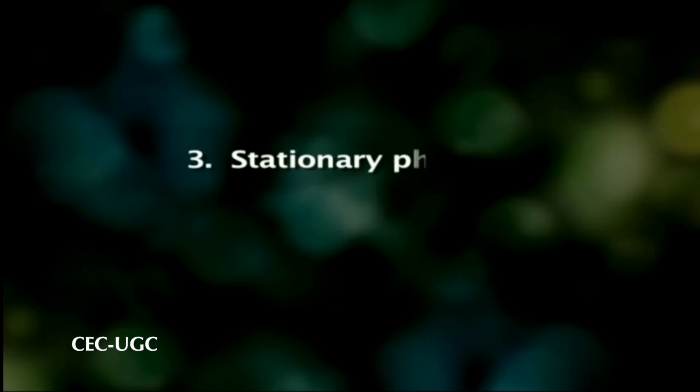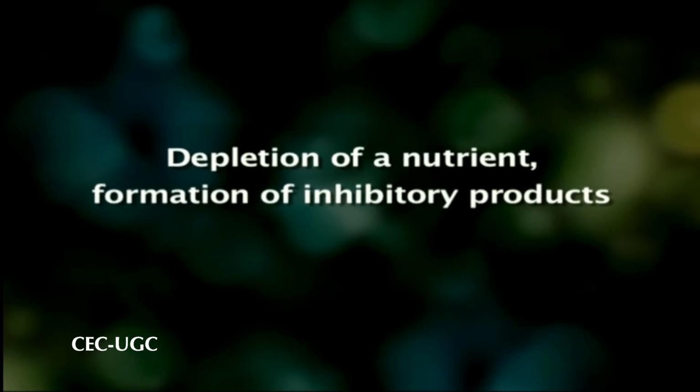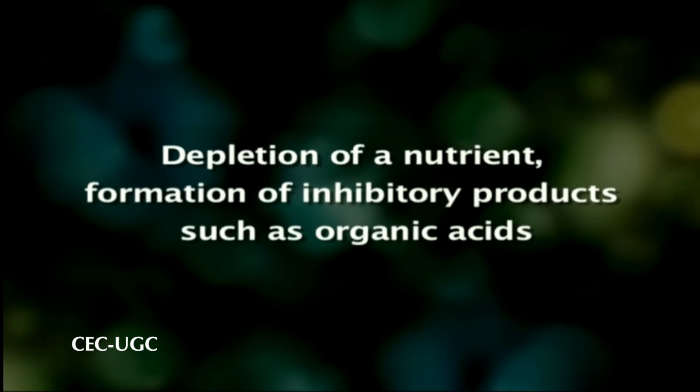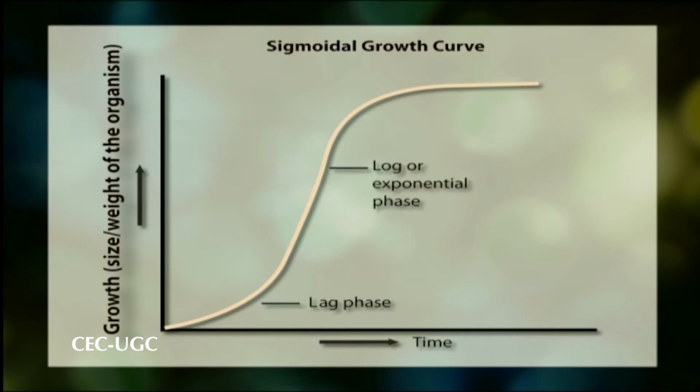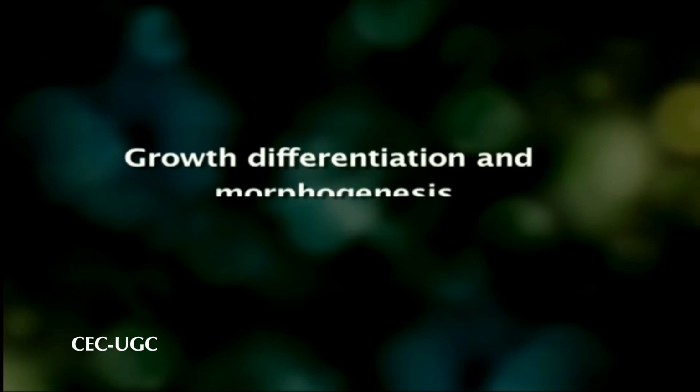After log phase, the last phase we have to discuss is the stationary phase. The stationary phase is due to a growth limiting factor. This is mostly depletion of a nutrient and/or the formation of inhibitory products such as organic acids. A widespread explanation is that the stationary phase results from a situation in which growth rate and death rate have the same value. After growth phases, we move to growth, differentiation and morphogenesis.